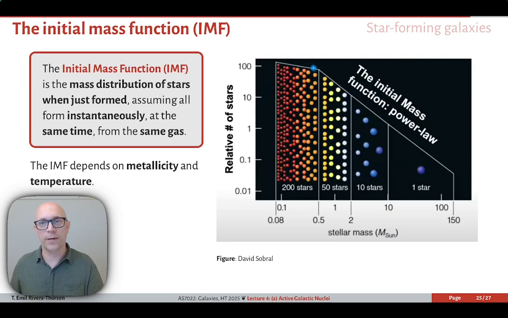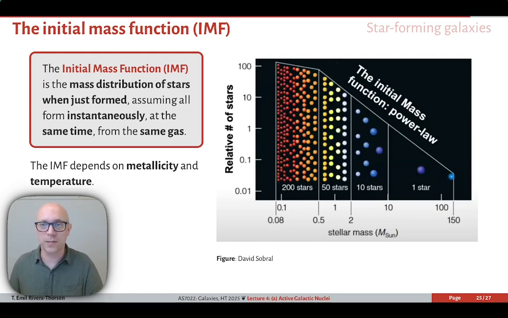So you can see that there is a very strong declining slope, and that very massive stars, just like very massive galaxies, are very rare compared to the low mass ones. You can also see that the slope actually becomes a bit less steep when we are in the low mass regime over here. This is not the case for all initial mass functions, but it is the case for this one.